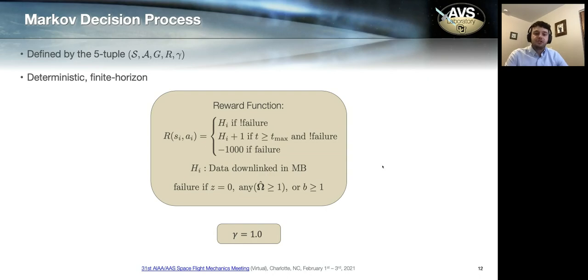Our reward function in general is the amount of data downlinked in megabytes over a planning interval. However, if a resource constraint violation occurs, the agent or the environment returns -1,000 reward and the episode terminates. And a failure happens if either the battery goes to 0 charge or something like the data buffer is overflowed with data. We also use a discount factor of 1 because this is a finite horizon problem, so we don't really need the convergence properties offered by discount factors less than 1.